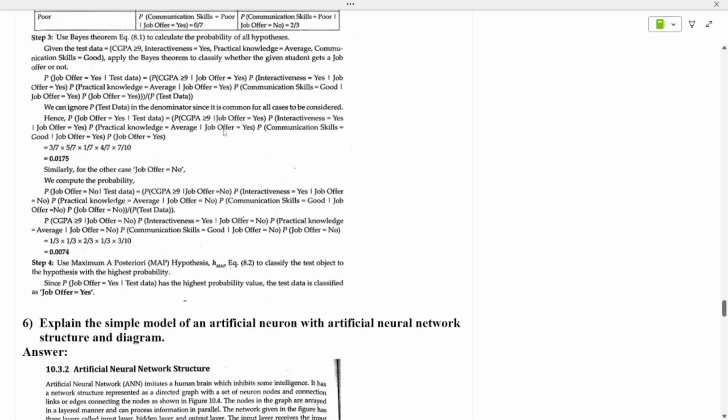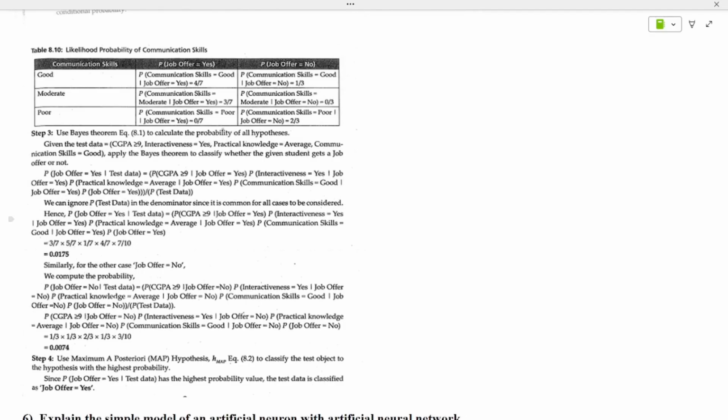Next, they will give a test instance that you have to check. They have given this test data. You have to say whether the job offer is yes or not, whether the job offer is provided or not. First, you will apply it for job offer yes, and also for job offer no, and whichever is greater you will consider that value. See, I'll explain how.